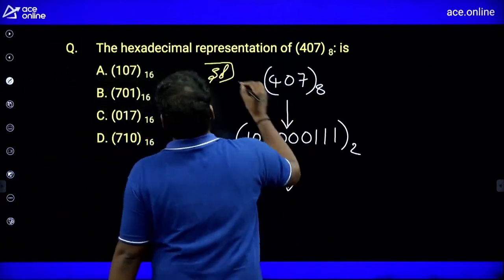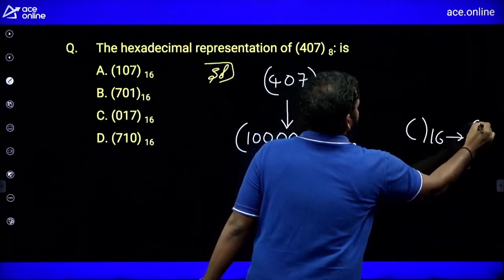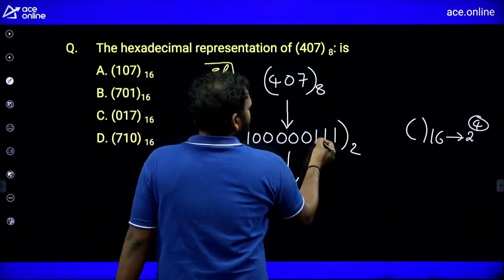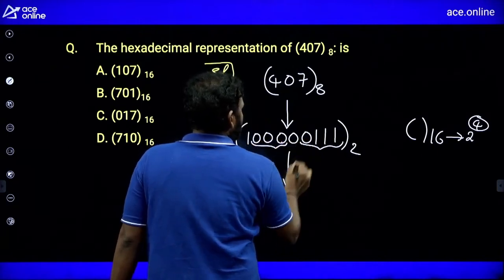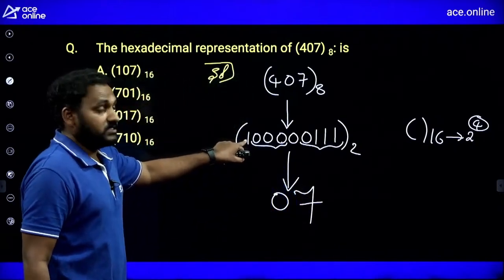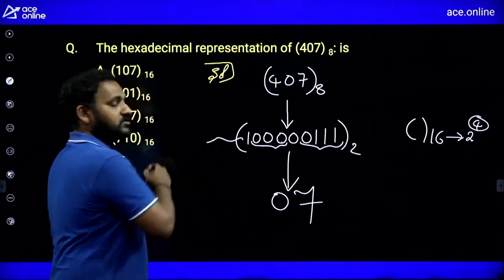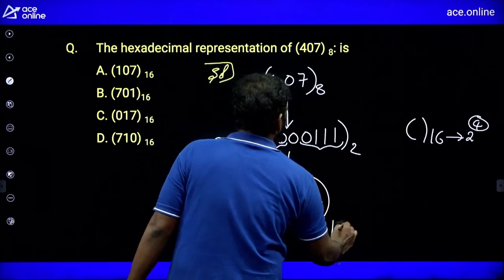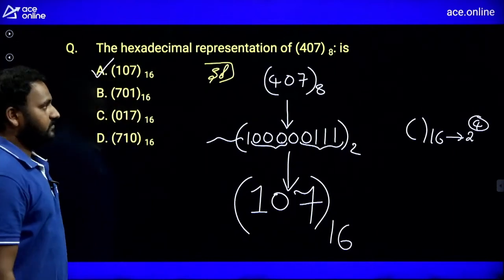Why sir? Because for hexa, what is the base value? 16. 16 equals 2 power 4. We need to group 4 bits from the binary, from the right side, 1, 2, 3, 4. 1, 2, 3, 4. 0, this is 7. But sir, what about this single one? Yes, you have to pad with zeros. If there is a shortage, you take zeros on the left side, no problem. That means it is going to be 1. 107, what is the base number? 16. 107 base 16. A is the correct option. Okay.